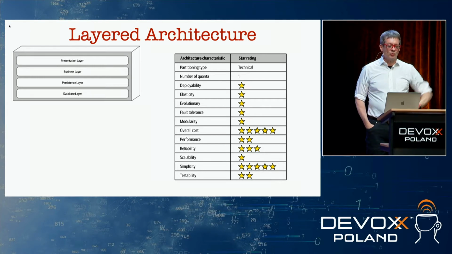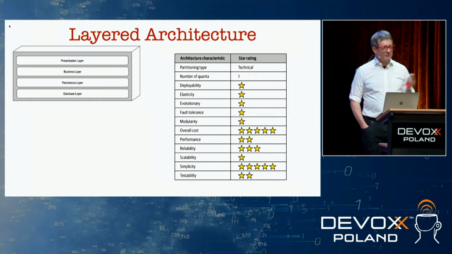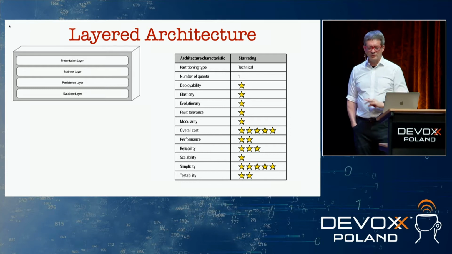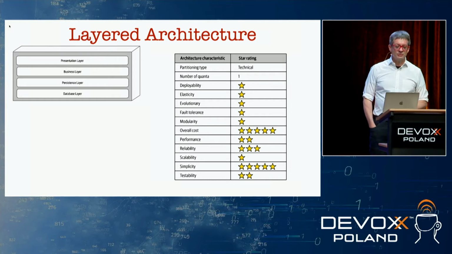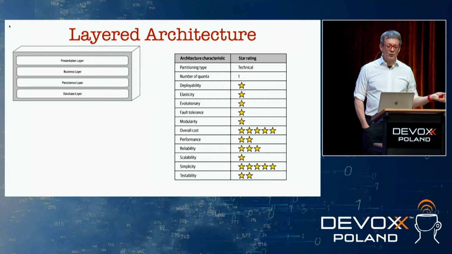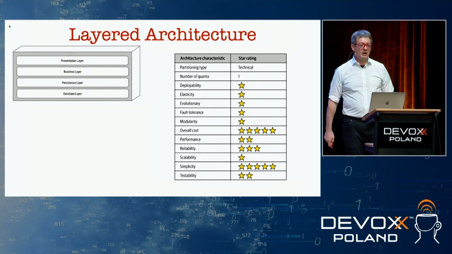Almost all of these are 1 stars, like deployability, elasticity, all of those are really poor. Overall cost, the 5 stars there, 5 stars means good, which means inexpensive, which is a little bit unintuitive, but we can't fix that now. So very inexpensive because it's easy to understand, and reasonably good from a performance standpoint, and simple is the main driver for a layered architecture.